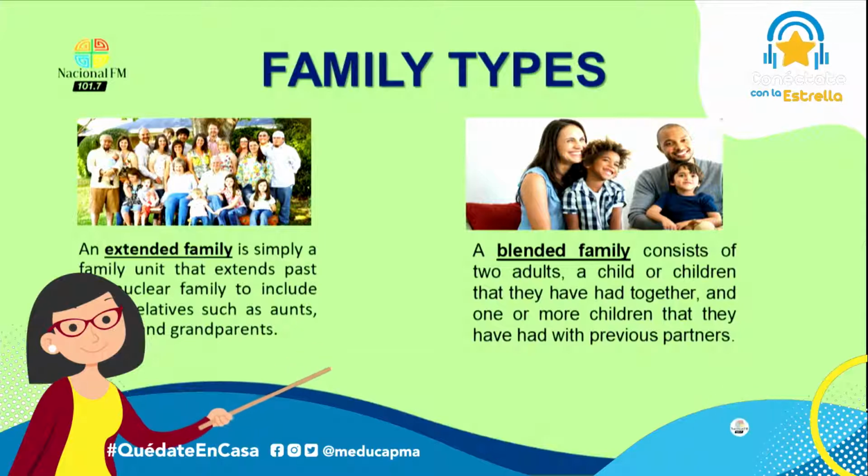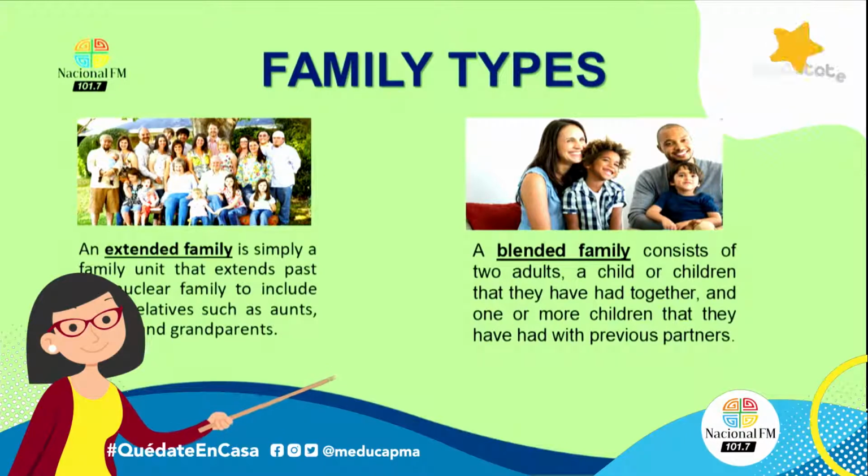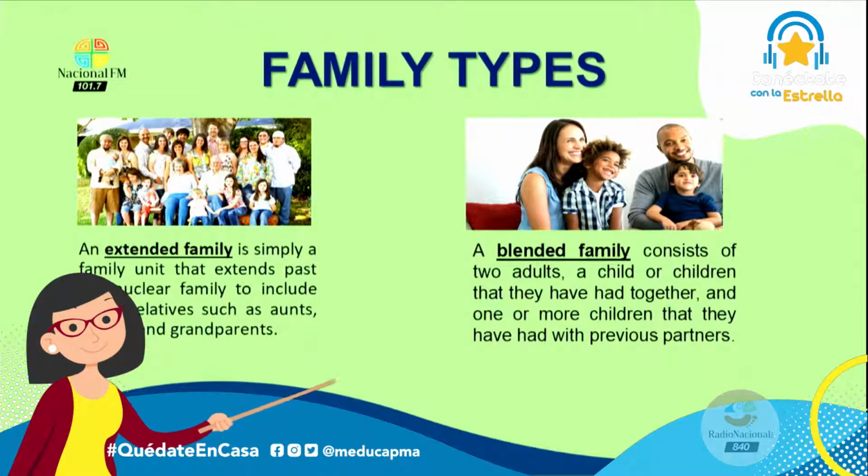Let's talk about family types. We have different types of family. We got an extended family. Extended family is simply a family unit that extends past the nuclear family to include other relatives such as aunts, uncles, and grandparents. It's not just mother, father. There are grandparents included. There are uncles, there are aunts, cousins too. So that would be an extended family.